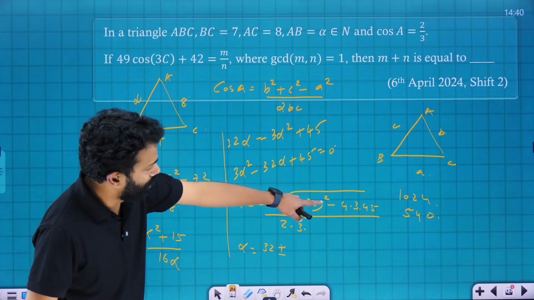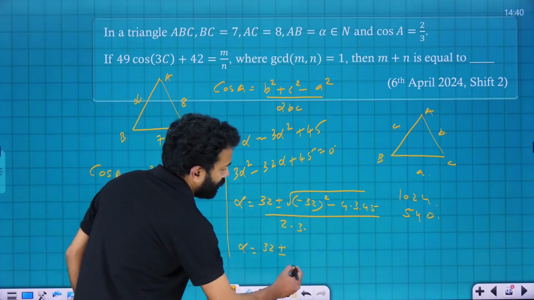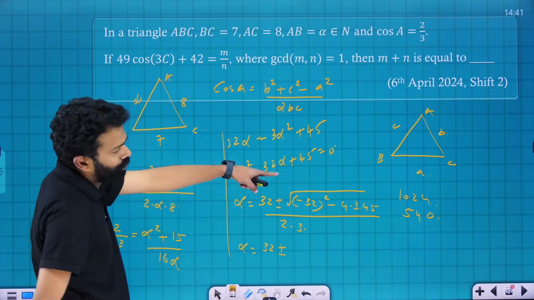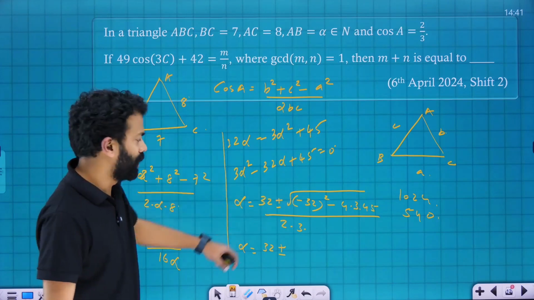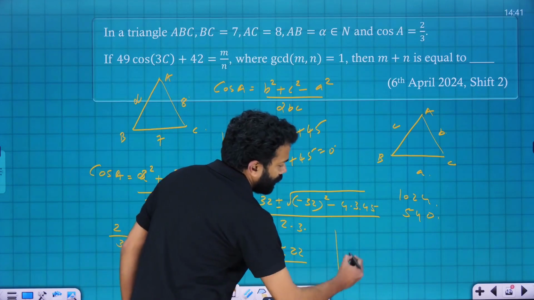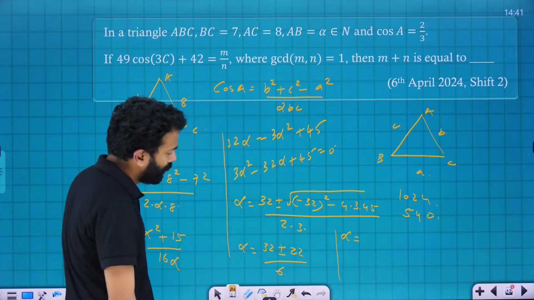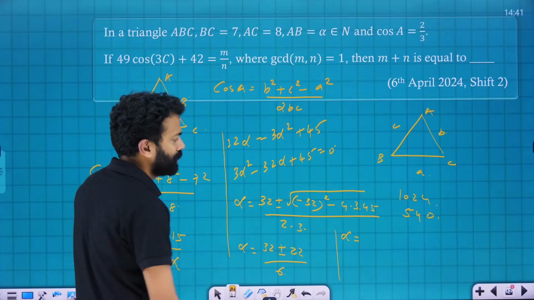Okay, and what is 1024 minus 540? That will be 484, right? Yes, 1024 minus 540 is 484. And what is root of 484? That is 22. 22 divided by 6. Therefore, you will have two values for alpha. The first value will be 32 plus 22. What is 32 plus 22? 54. And what is 54 by 6?